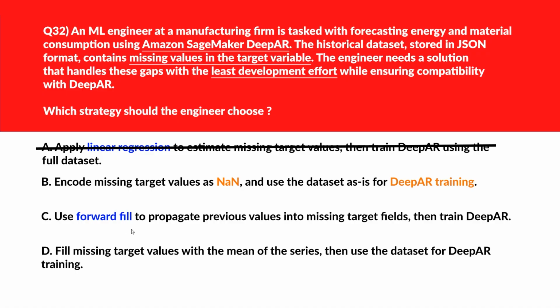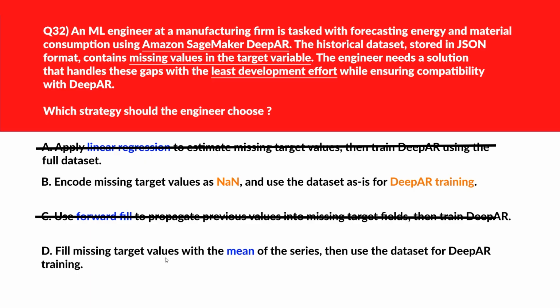C says use forward fill to propagate previous values to missing target fields, then train DeepAR. Forward fill assumes temporal continuity, which may distort seasonal or irregular trends. Wrong answer. We'll move to D.